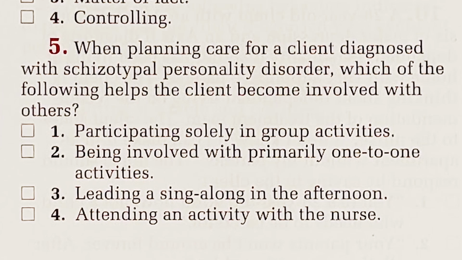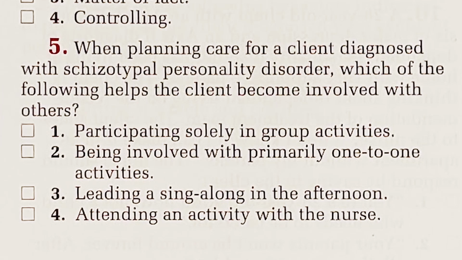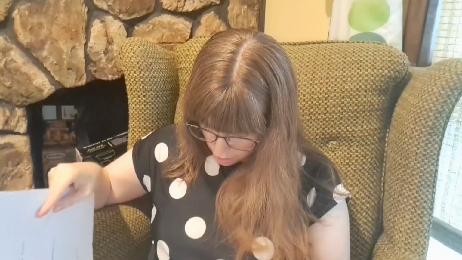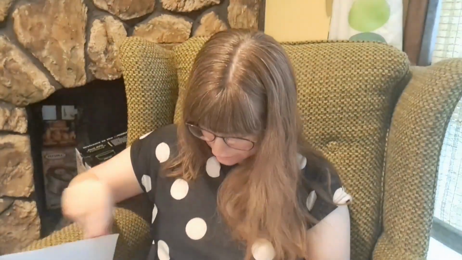I'm going to say it's either 1 or 2. I feel like a one-to-one activity could be more stressful than a large group. So, if I'm assigned one person to interact with, to do something with, what if I don't get along with them? But if there's a whole group, it'd be easier to blend in if I want to, or to find one person I'm comfortable with. So I'm going to say that we're going to help them participate in solely group activities. That's number 1. Totally wrong, guys.